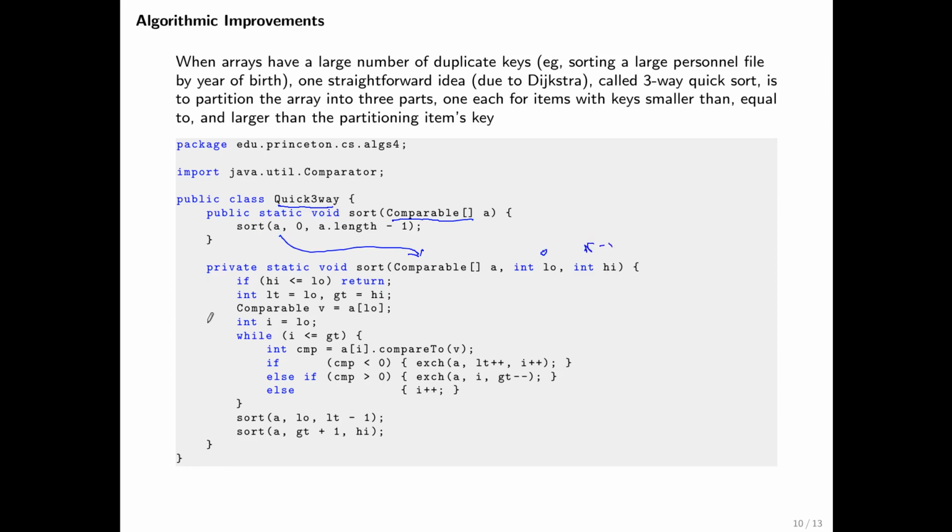So what do we do here? Well, this is a recursive method. So we have the same base case as before. If high is less than or equal to low, we return. Otherwise, we create 2 variables, LT for less than and GT for greater than. LT starts at low and GT starts at high. So they go in the opposite direction. And then we say V is the pivot element, which is the first element in the segment, A at low, right? And then i also starts at low. And then we have this while loop that is responsible for the partitioning. Okay, so this is the partitioning step.